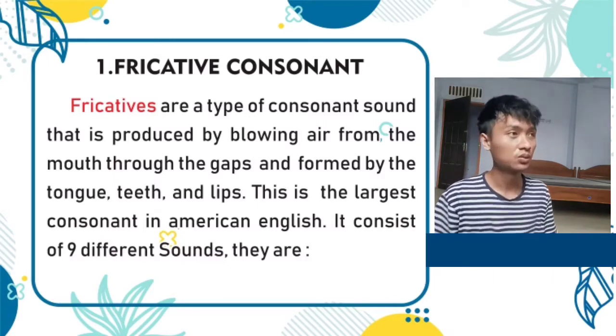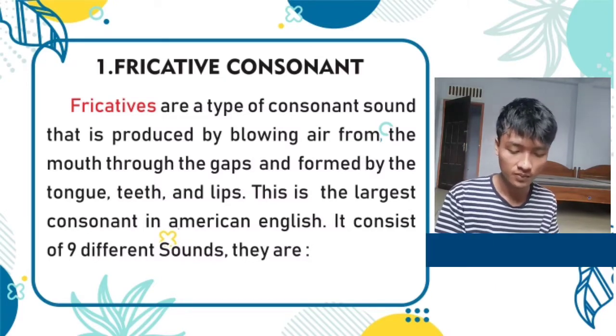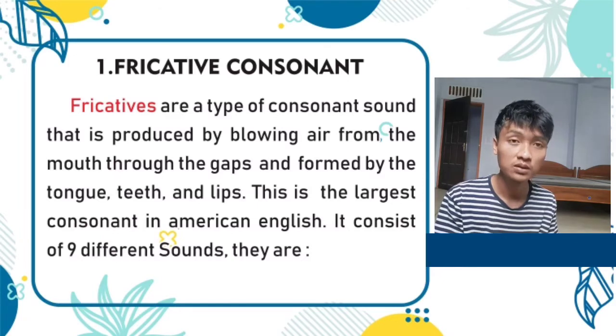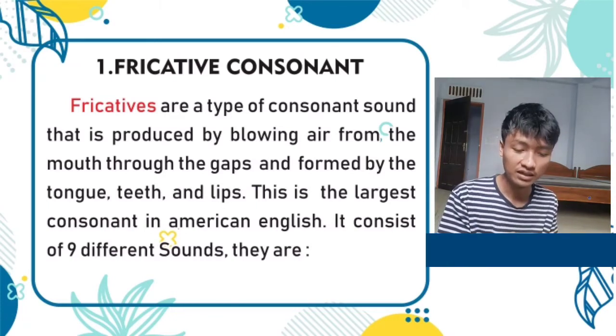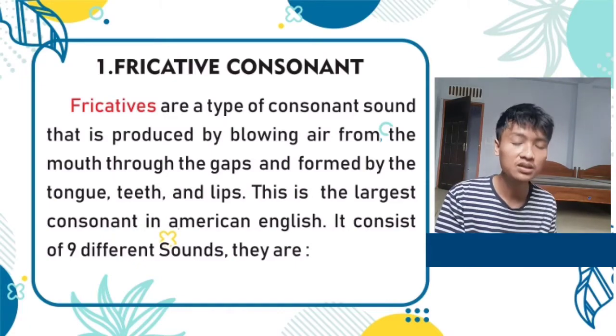I would like to explain about fricative consonants. Fricatives are a type of consonant sound produced by blowing air from the mouth through the gaps formed by the tongue, teeth, and lips. This is the largest consonant group in American English because it consists of 9 different sounds.